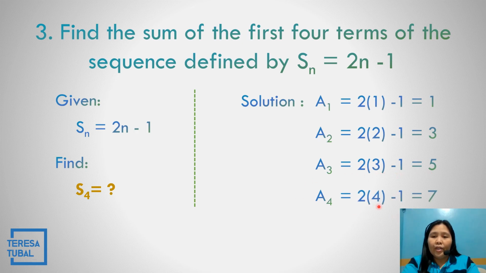The fourth term, we need to replace the value of n by 4. So 2 times 4 is 8. 8 minus 1, that is equal to 7.